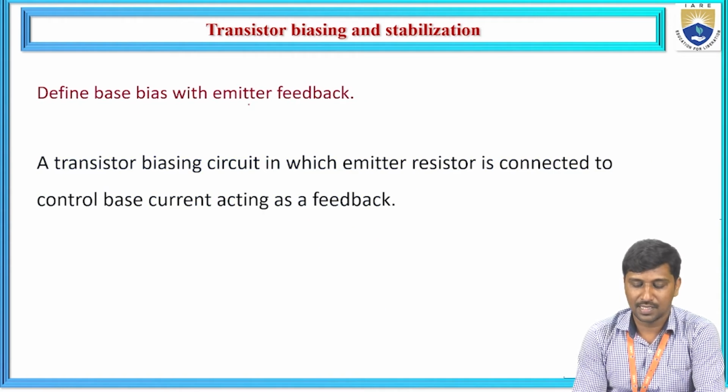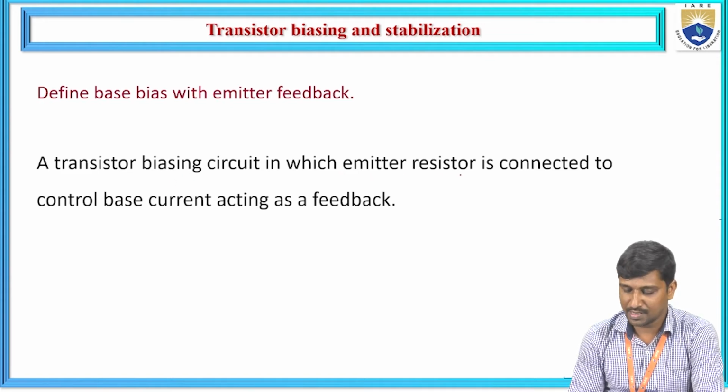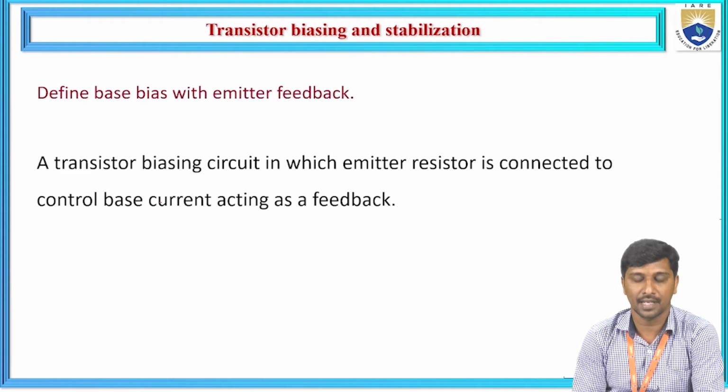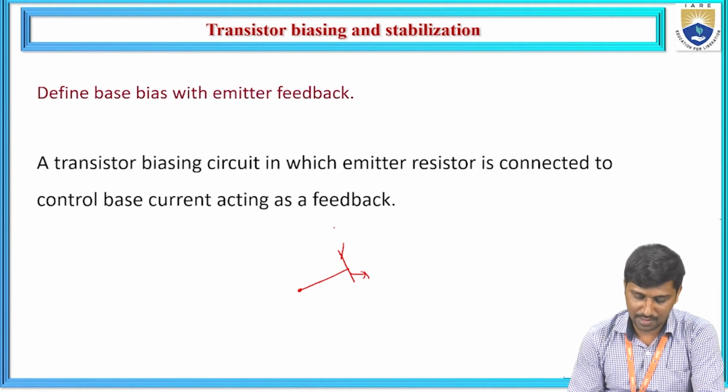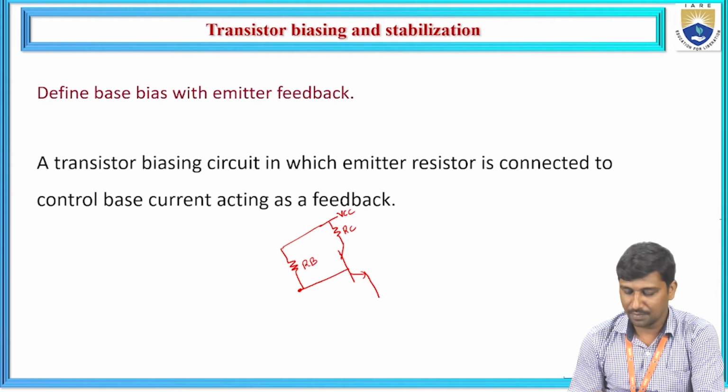Define base bias with emitter feedback. Base bias with emitter feedback means an emitter resistance is connected to control the base current. If you want to draw this, let us consider a transistor as in the previous case, and consider this a collector resistance, biased with VCC. Similarly, in a normal fixed bias method, let us take this as RB, and this is called the fixed bias method.